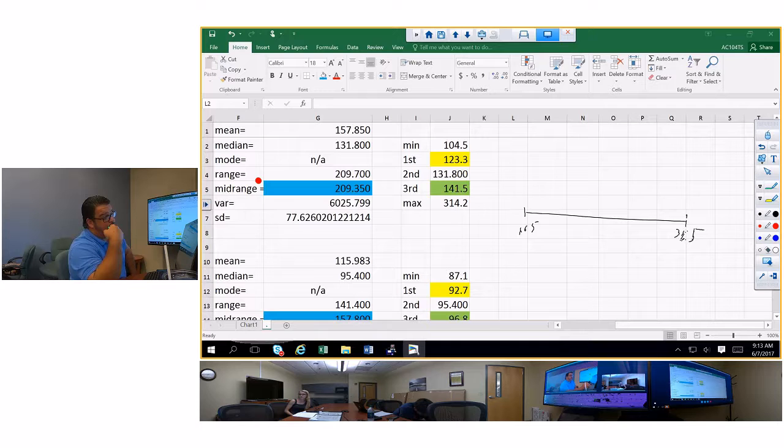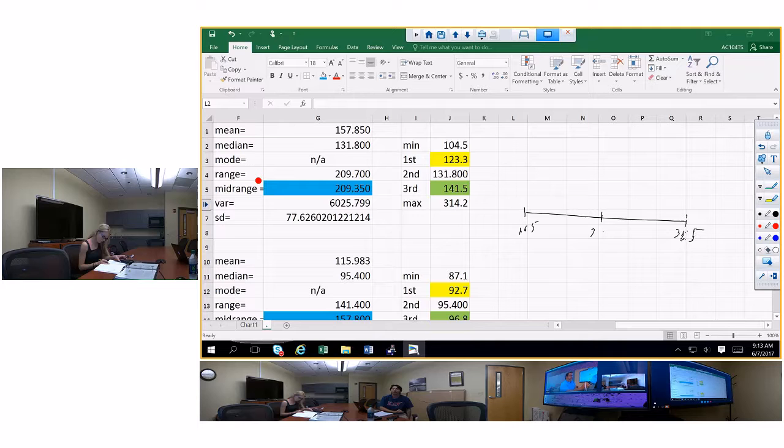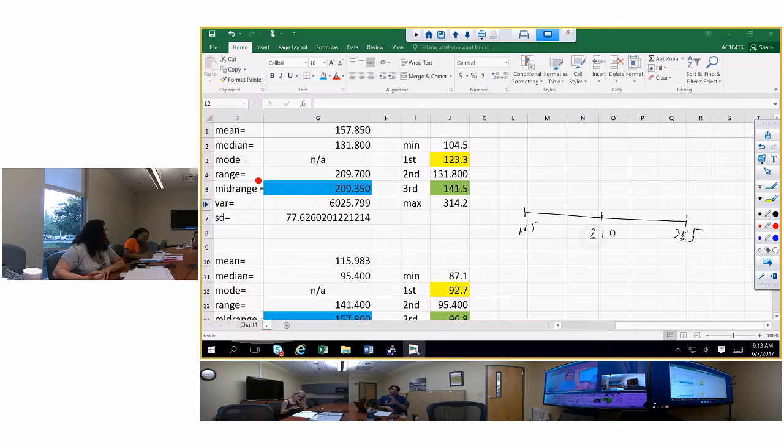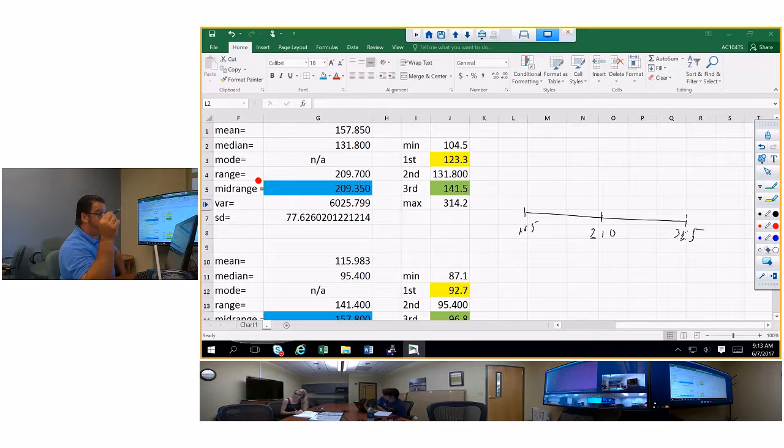Two ten is in the middle, so we already got the mid-range. The mid-range is 210. Numbers to make the graph look nice. So just to make sure, the second quartile is the midpoint, the mid-range, not the median. Yeah. And now you just take the mid-range of the mid-range. Right now we're not even doing the box plot. We're finding the graduations of your number line so you can plot the box plot.